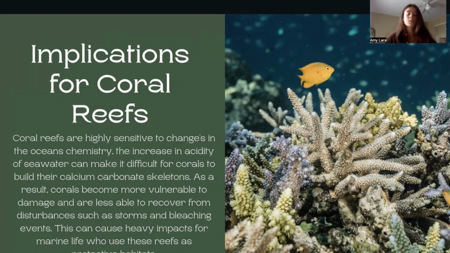Some examples of species directly impacted by the weakening of coral reefs are various sponges, oysters, clams, sea stars, and fish. More than 7,000 species depend on coral reef support.